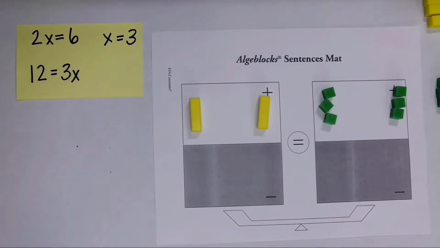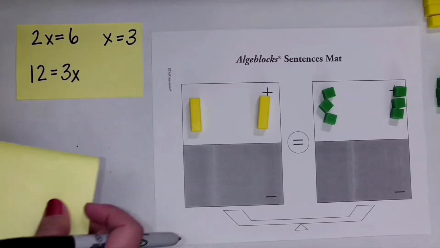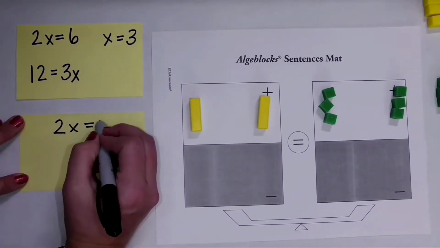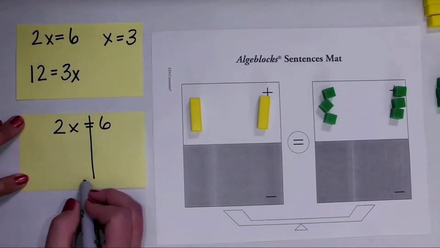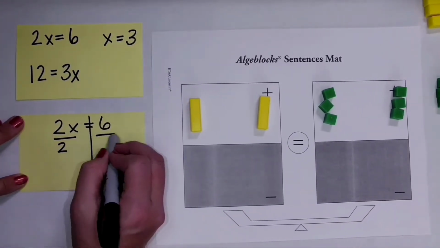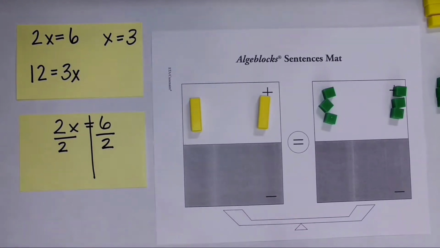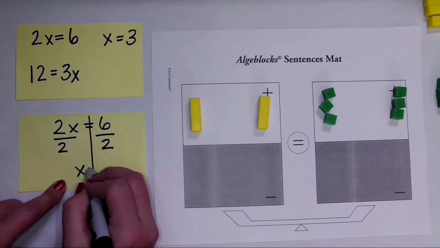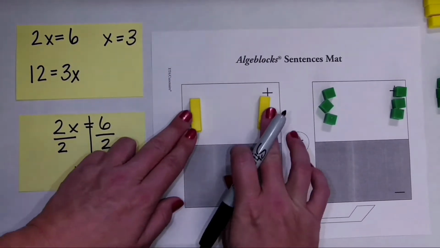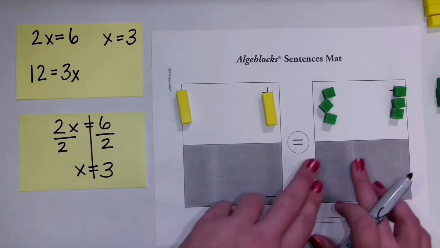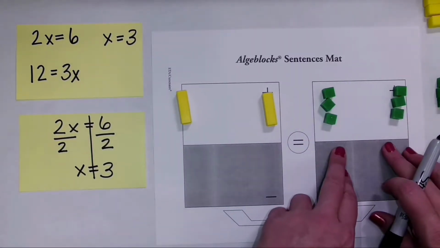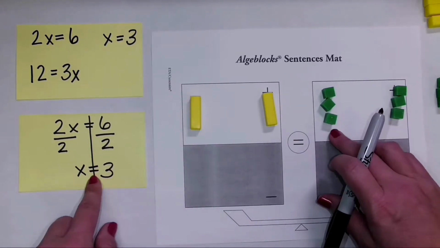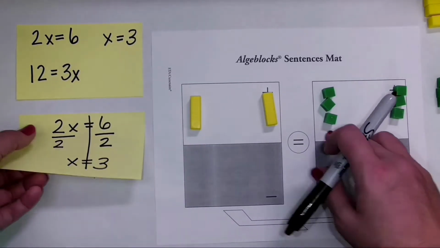Now, if I was solving this problem with my notation, 2x equals 6, I like to draw a line down from the equal sign. And then what I did is I divided each group, each side by 2. So here, x equals 3. So I divided my x's into two groups, and I divided my 6 into two groups. And then within each group, there are 3. So each x represents 3. So that was how we solved that problem.